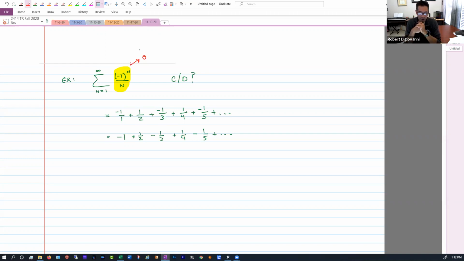It's not a geometric series because we don't have an r to the n. Well, this n down here is what's causing it not to be geometric. So we don't have geometric.